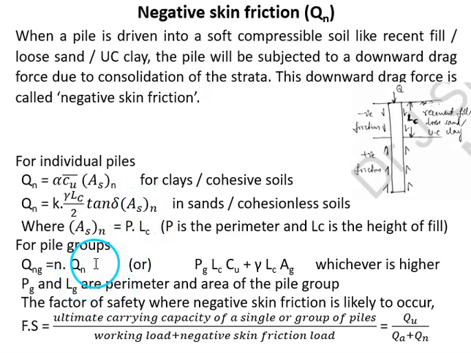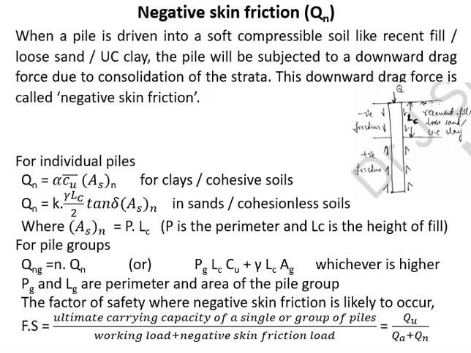And if it is a pile group, then we have to find the negative skin friction on a single pile, and then multiply by the number of piles. Then we should consider it as a block, and find the value of Pg into Lc into Cu plus gamma into Lc into Ag. Here Lc is the length or depth of recent fill.